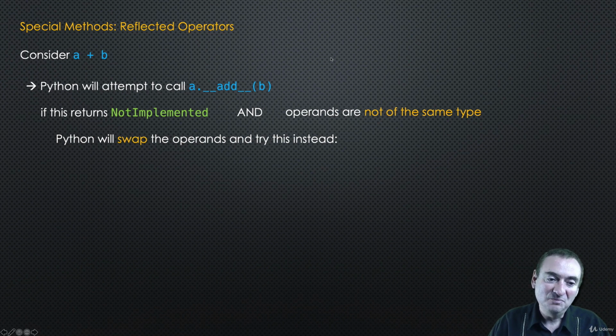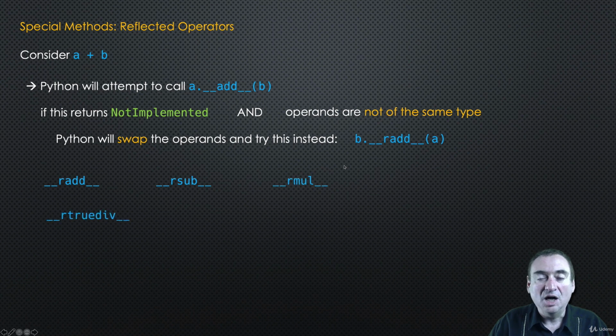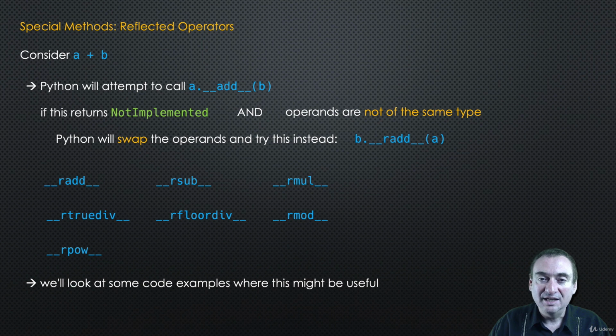If that's the case, then Python will swap the operands and try this instead. In other words, it's going to start with the right operand, but now it's going to call the special method called radd, and pass in the left operand as the argument. So we have our add, our sub, our mul, our truediv, our floordiv, our mod, our pow, right? All these operators also have these reflected operators. Again, in the code after this video, I will show you where this actually could be quite useful.